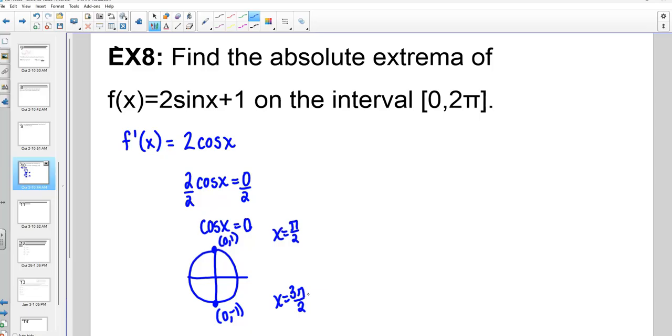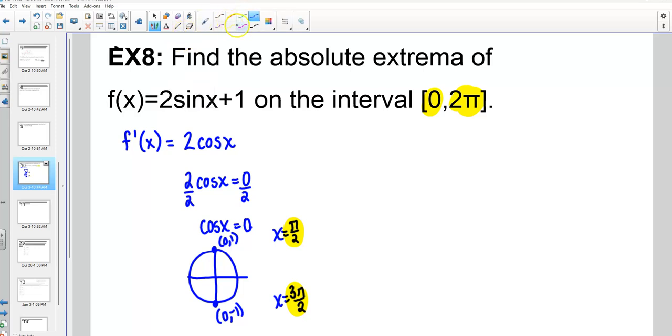So we have to test our endpoints and our critical points, right? So we're looking at 4 different numbers here. We got 0, we got pi over 2, we got 3 pi over 2, and we got 2 pi. Now, to test, you're plugging back into the original because you want to know what the highest y value or the lowest y value from the original function is.